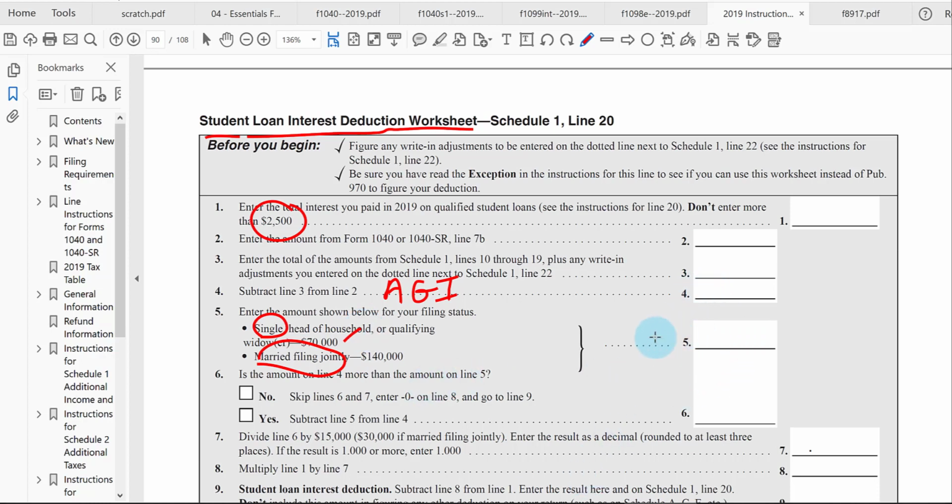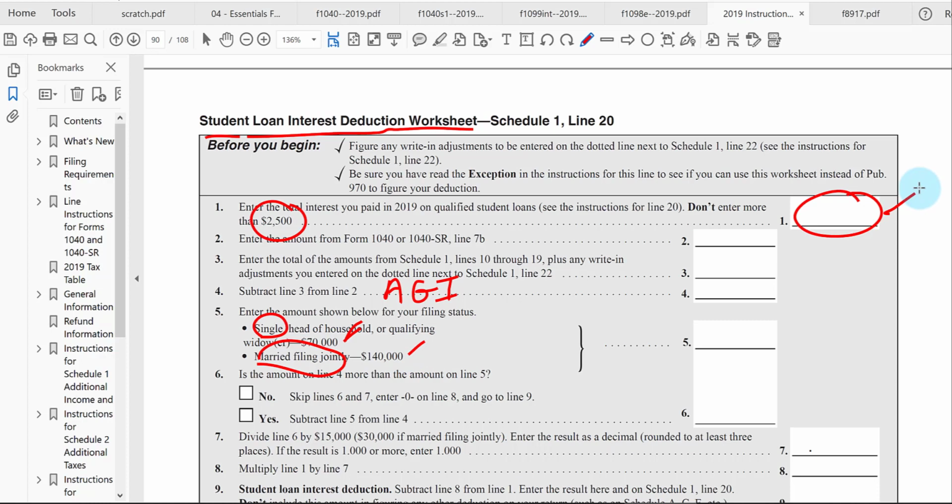AGI minus this limit, and we get an excess. If you're less than 70,000 as single, that means you can deduct all of the interest you put up here. If it's a married filing joint return, and you have to file joint if you're married, if you make less than 140,000, whatever interest you have up here will all be deductible.